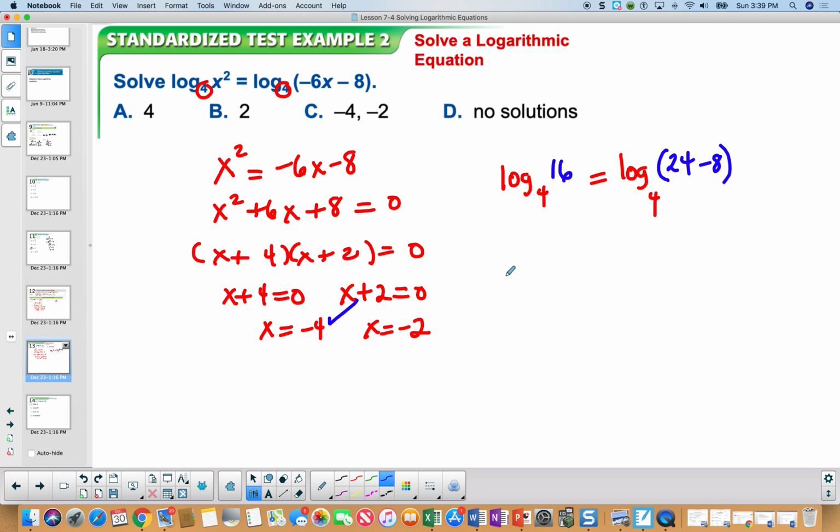Now I'm going to try negative 2. Log base 4, and negative 2 squared is going to be a 4. Now I'm going to substitute negative 2 into here, and that's going to be a positive 12, and then I'm going to subtract 8, and this is okay. So this is an okay answer. Both these answers are okay. So that would be C.